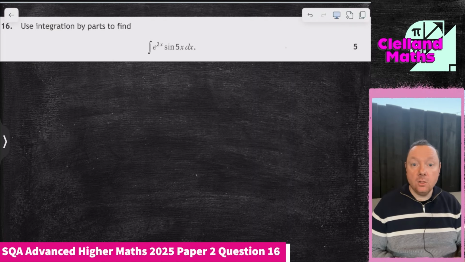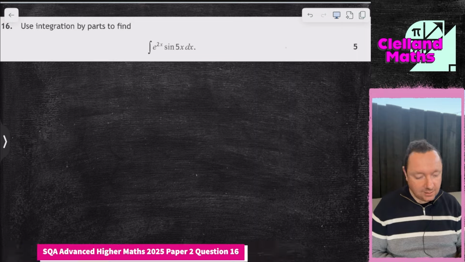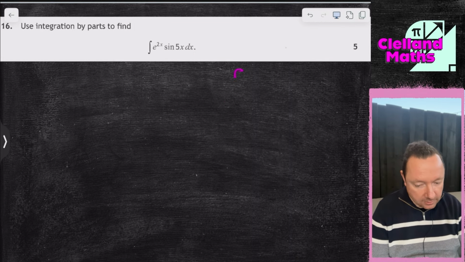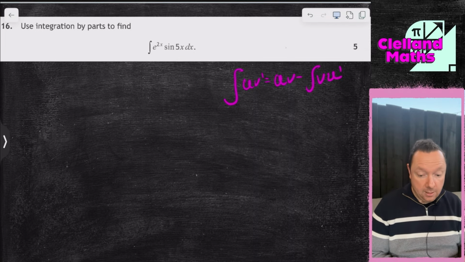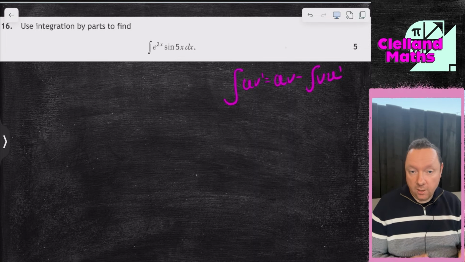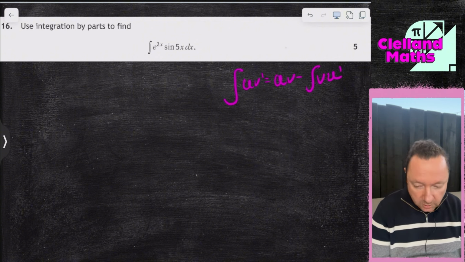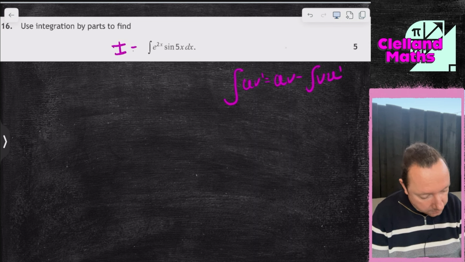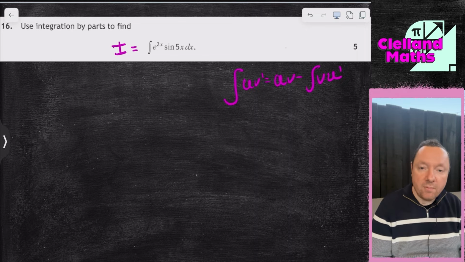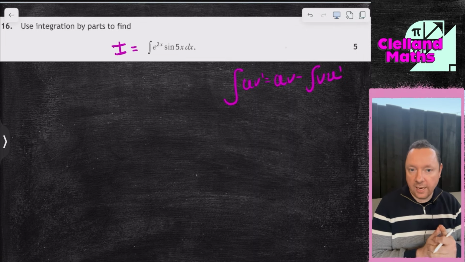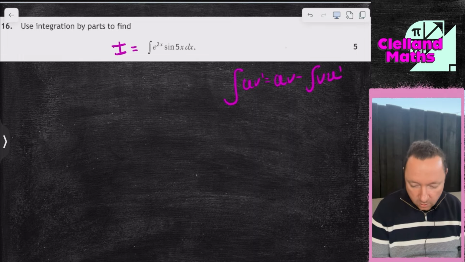The Advanced Higher Maths 2025, paper 2, question 16. Use integration by parts. Integration by parts formula reminder is the integral of uv dash equals uv minus the integral of vu dash. So you let one of them be one to differentiate and one to be integrated. Now there's tricks you can do with this, but I'm not going to do it without tricks. So for the first step, I'm just going to let this be I. You'll see that one never disappears. So at some point, what's going to happen is you're going to get a multiple of it on one side, and you're just going to have to then sub it in. So let's see what we've got.